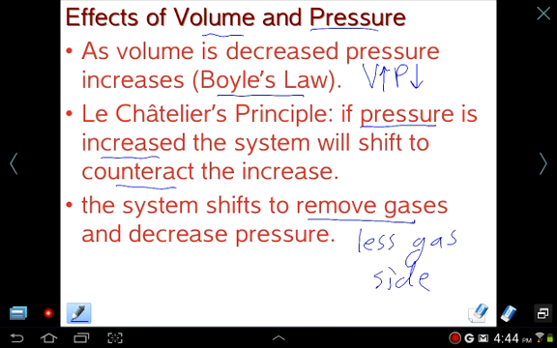So really it's the same principle. If you increase the pressure, the system tries to decrease the pressure. Now notice that we can increase the pressure by decreasing the volume. Volume, recall, has an effect on the pressure, so we can indirectly increase the pressure by decreasing the volume.